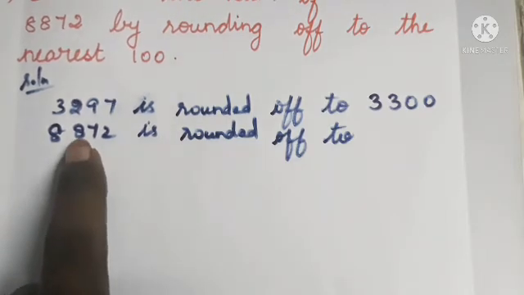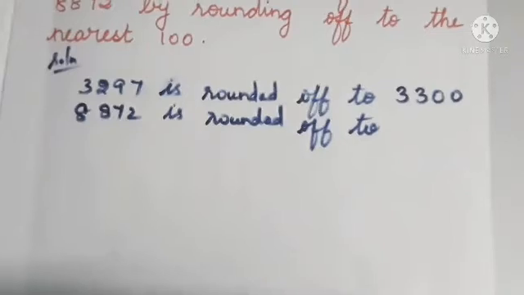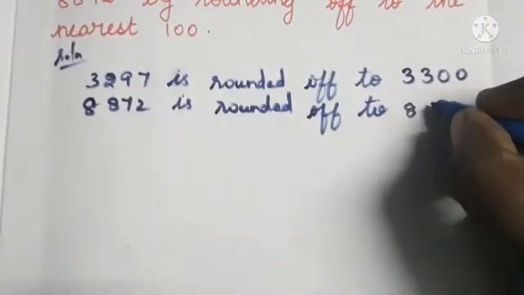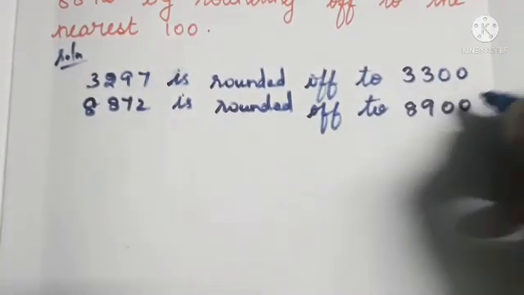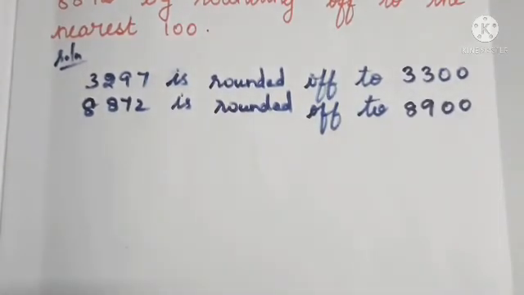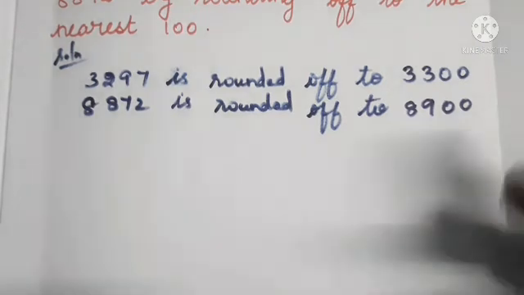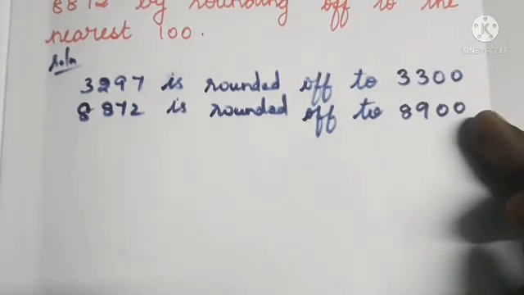If you add 1 with the 8, it will change to 9. So we will get 8900, and in the tens and ones places we have to write zeros. Okay, so here we have now rounded to the nearest 100, isn't it, ma?